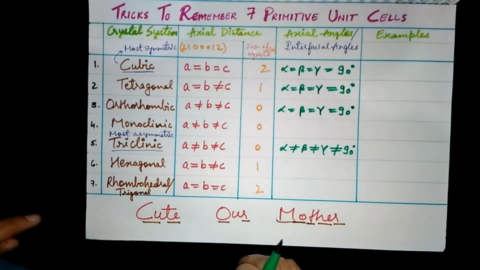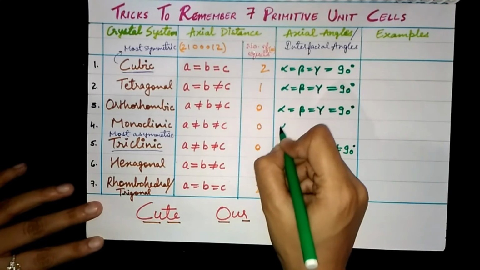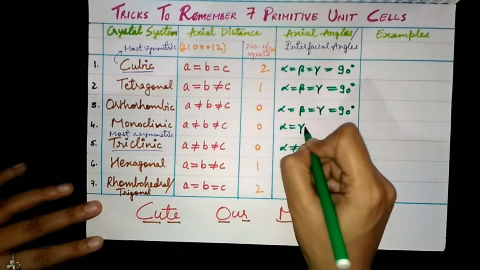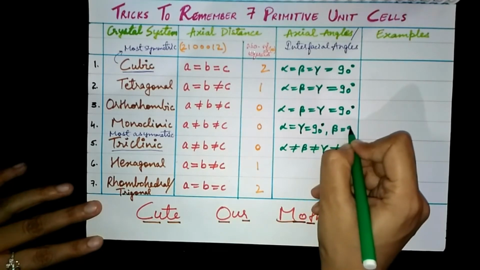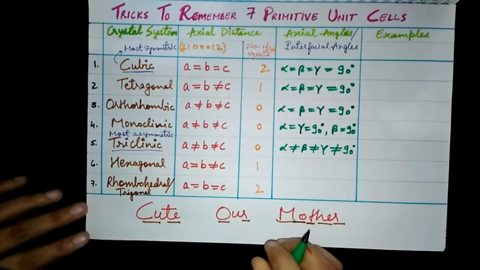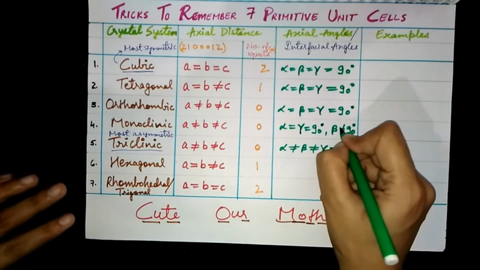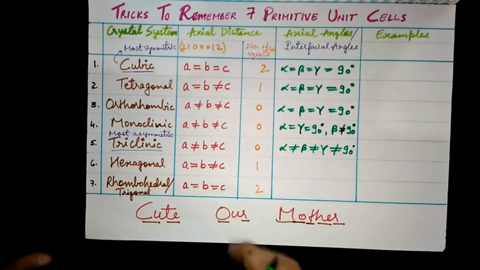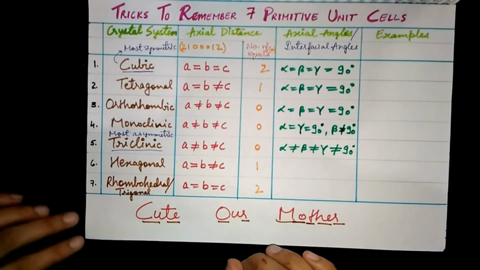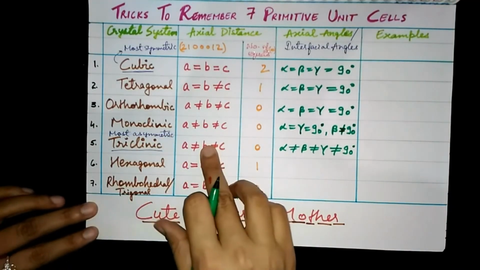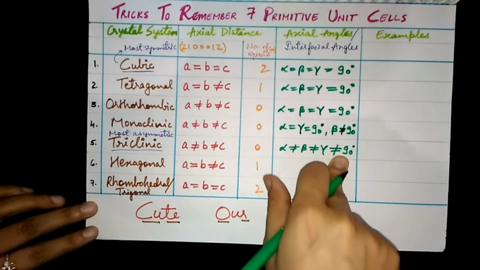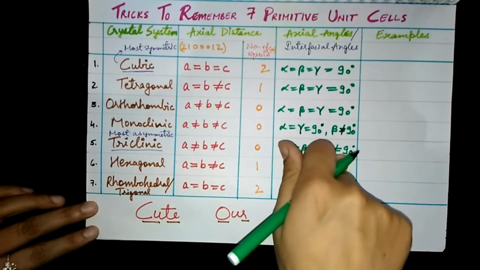Then for monoclinic you have to remember that alpha equal to gamma equal to 90 degree, and beta is not equal to alpha and gamma, that is it is not equal to 90 degree. I think it is also clear. Next, triclinic we have seen is most asymmetric, that means all the sides and angles will be unequal, and also it will not be equal to 90 degree.